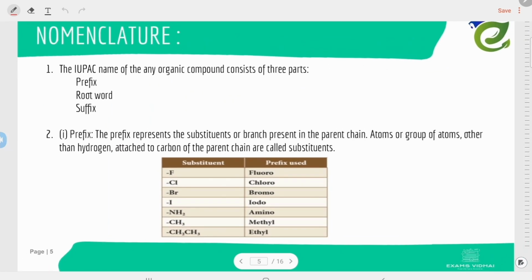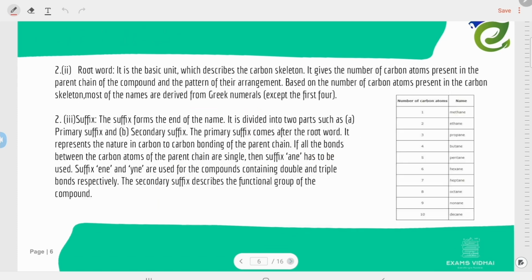Nomenclature. The IUPAC name of any organic compound consists of three parts. If we take one word, this is the prefix, this is the root word, and this is the suffix. The prefix represents the substituent or branch present in the parent chain. Atoms or groups of atoms other than hydrogen attached to the carbon of the parent chain are called substituents. Fluoro, chloro, bromo and iodo represent the halo substituents. NH2 is amino, CH3 is methyl, C2H5 is ethyl, CH2CH2CH3 is propyl, and it goes on like butyl, pentyl.